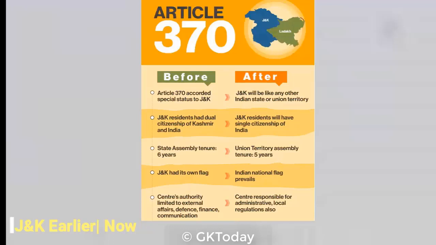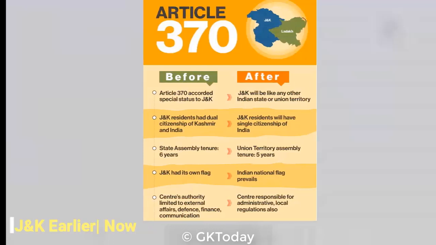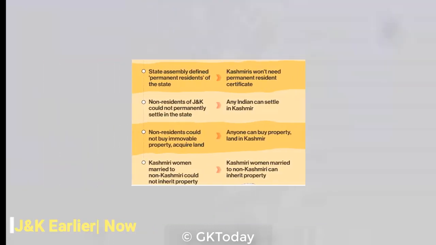In addition to that, previously, the center's authority was limited to external affairs, defense, finance and communication. Now, Centre will have the responsibility for administration as well as for local regulations. And now because Article 35A is not effective, therefore anyone can buy property in Kashmir. Previously, because of this Article 35A, non-residents could not buy immovable property in Kashmir and they were not allowed to settle permanently in the state. Now anyone can settle in the Kashmir.